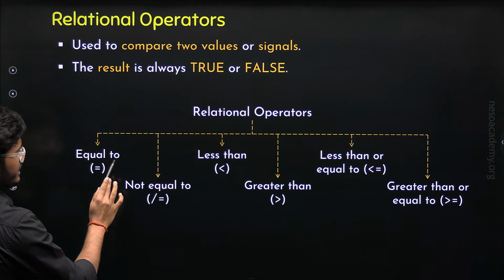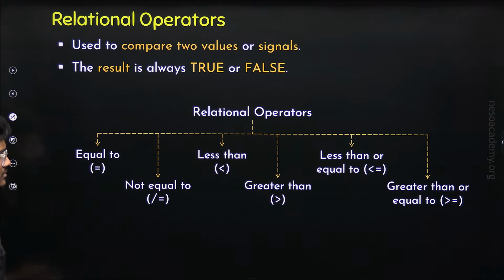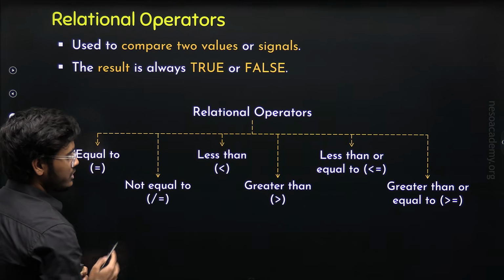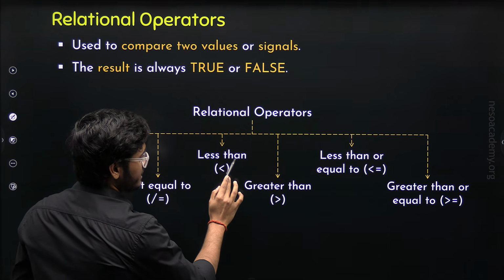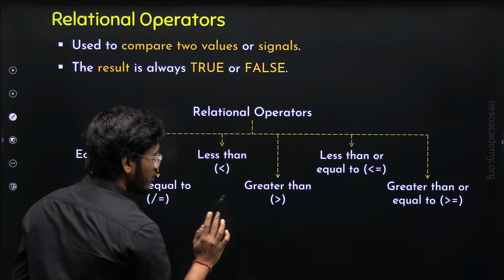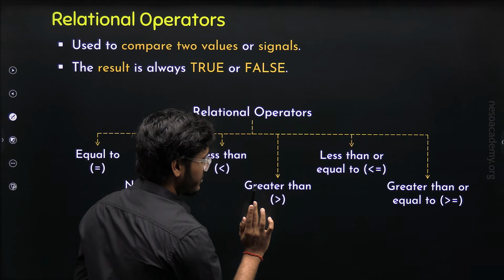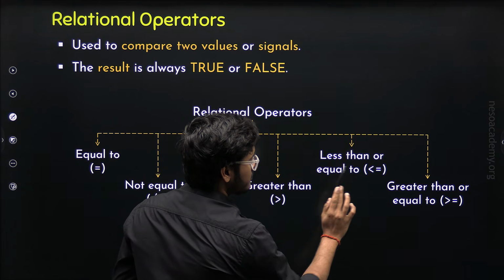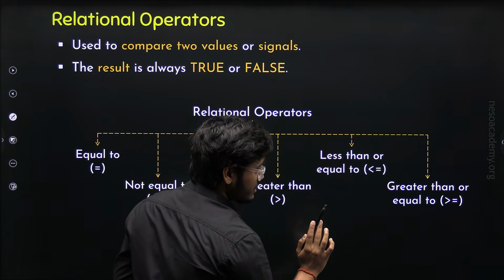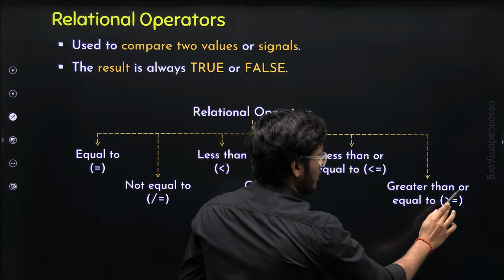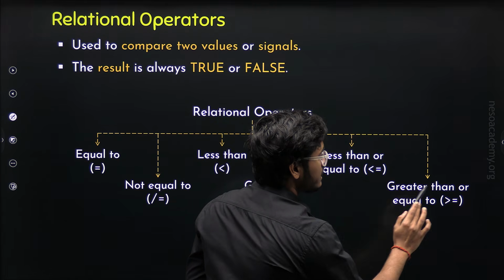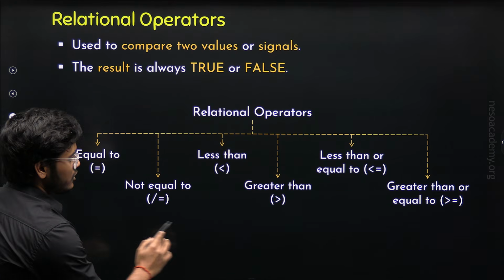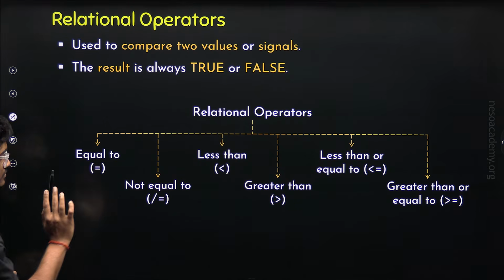First, equal to operator, represented by equal to symbol. Second, not equal to operator, represented by / equal to symbol. Third, less than operator, represented by less than symbol. Fourth, greater than operator, represented by greater than symbol. Fifth, less than or equal to operator, represented by less than equal to symbol. And the last, greater than or equal to operator, represented by greater than equal to symbol. And in this lecture, we will understand each of them. Let's start with equal to operator.